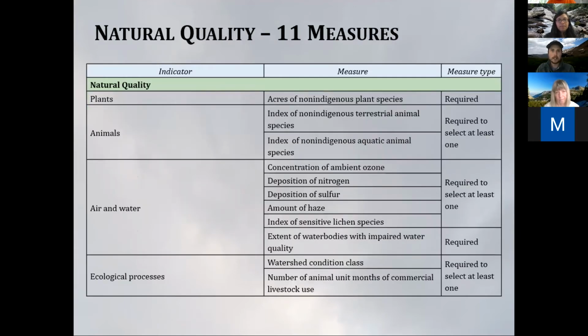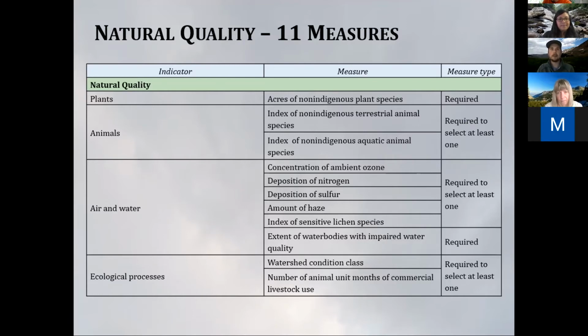So these are the natural quality measures. There are 11 of them. The first, acres of non-indigenous plant species, which is pretty straightforward. The second is index of non-indigenous terrestrial animal species. And then there's also aquatic animal species included in that indicator.